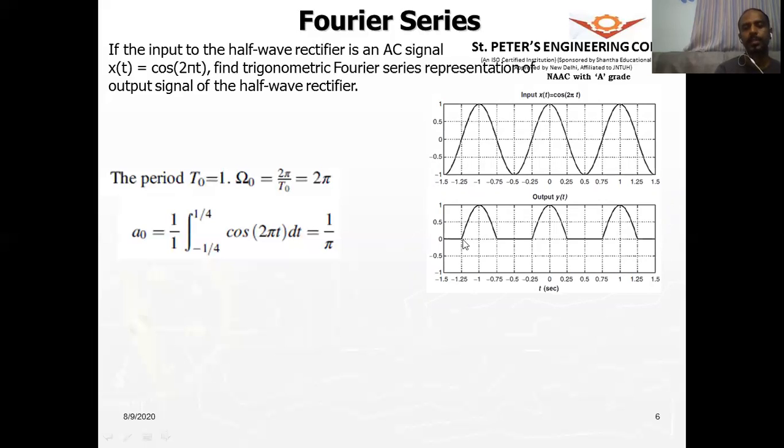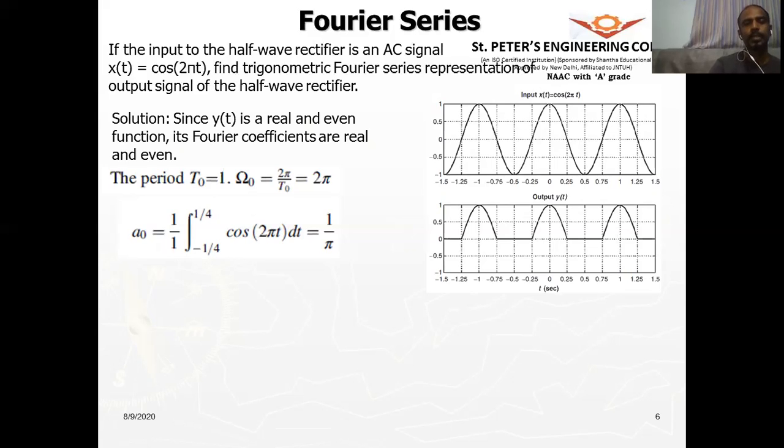You see that if you fold it along 0, it is an even function. Therefore we can express this in terms of the trigonometric Fourier series. So we see that y of t, the output, is a real and even function, and its Fourier coefficients are also real and even, just like we saw in the previous problem.